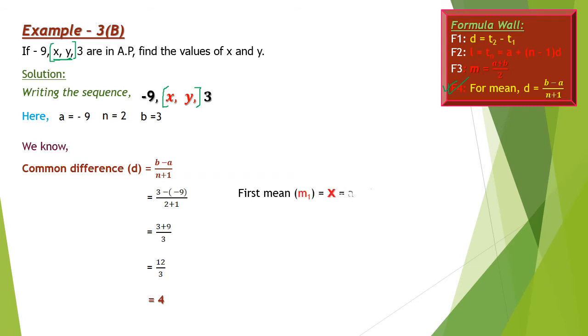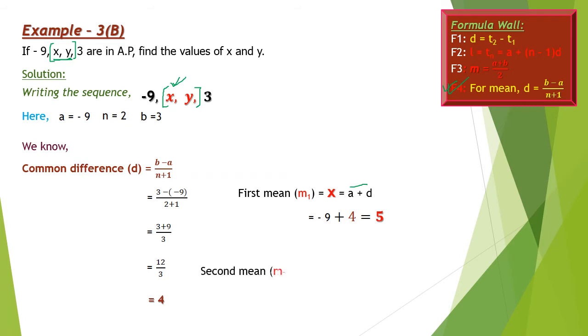m1 equal to x, isn't it? First mean is x, so its formula is a plus d, because if we add d to the first term, then we can get first mean. Now that is -9 plus 4 equal to 5.